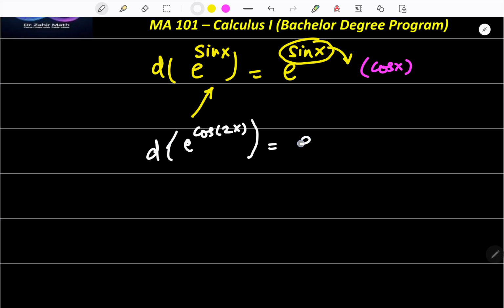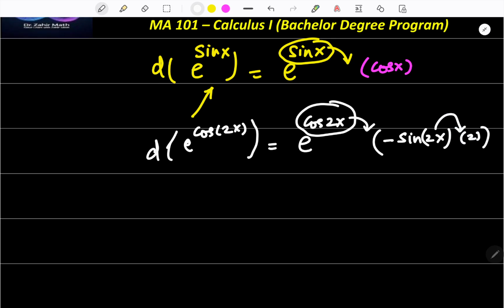So e power cosine 2x. After that, what is the derivative of cosine 2x? The derivative of cosine x is minus sine 2x. And then the derivative of 2x is 2. So this is called the chain rule. All these things you studied, basic ideas in that.